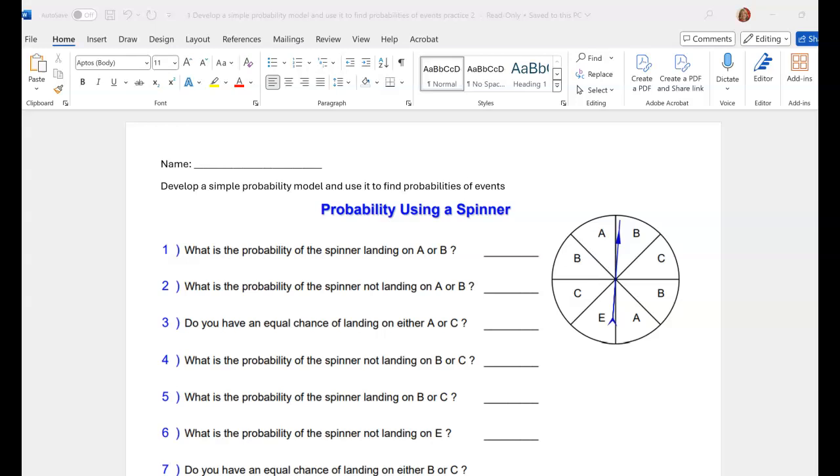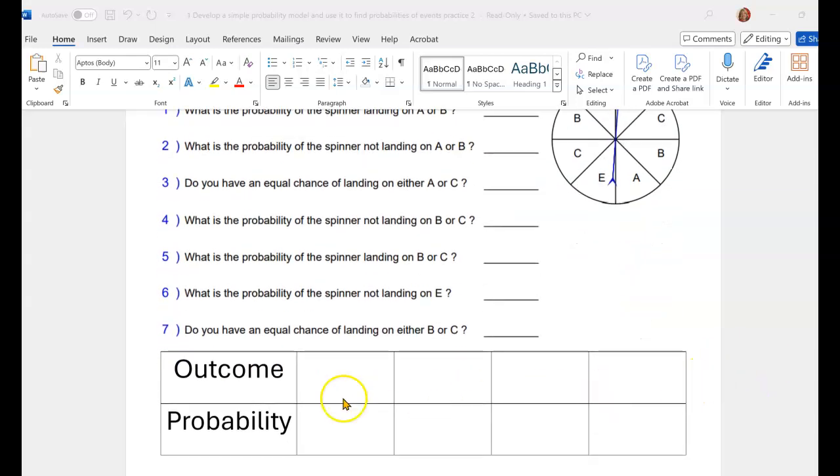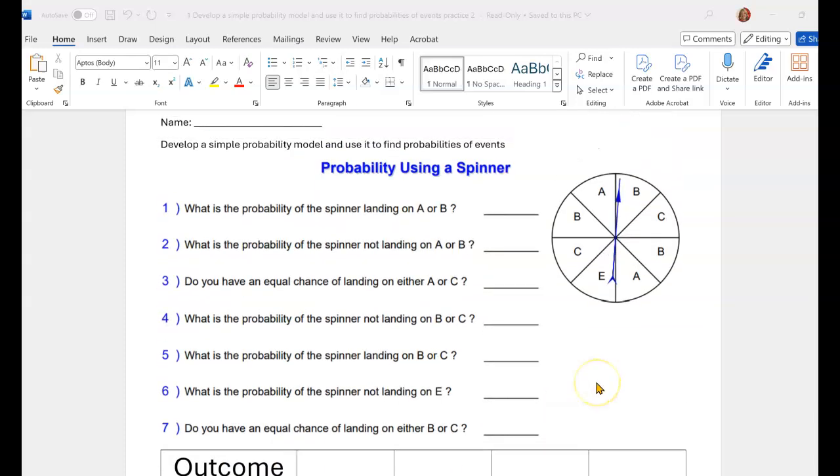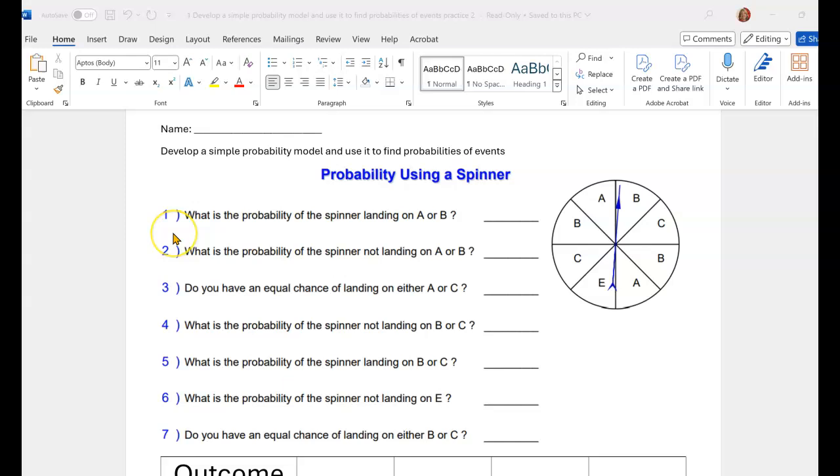Hi, we are working with probability, and I'm just wanting to help you set up the outcome probability table and make sure you understand the questions. Okay? All right. So the directions are to develop a simple probability model and use it to find probabilities of events.